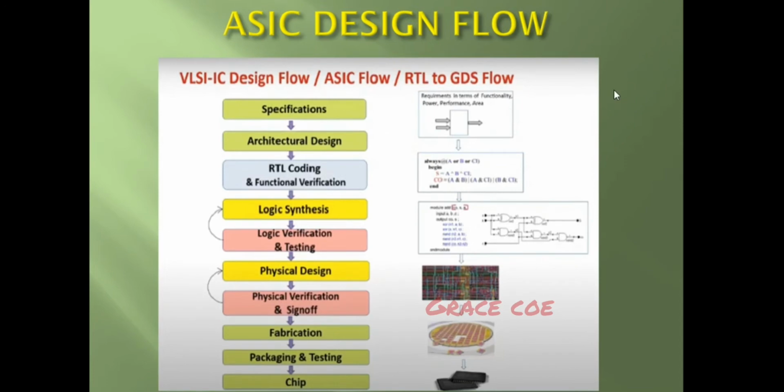The first step of the design flow is the specifications. This mentions what logic or function the ASIC must perform, how much area it should consume, what would be the clock frequency, and all those details. Next comes the architectural design. Here the top level design engineer will formulate the block diagram as per the given specifications in terms of functionality, power, performance and area. Here you can see the block diagram which will be designed by the architectural engineer.